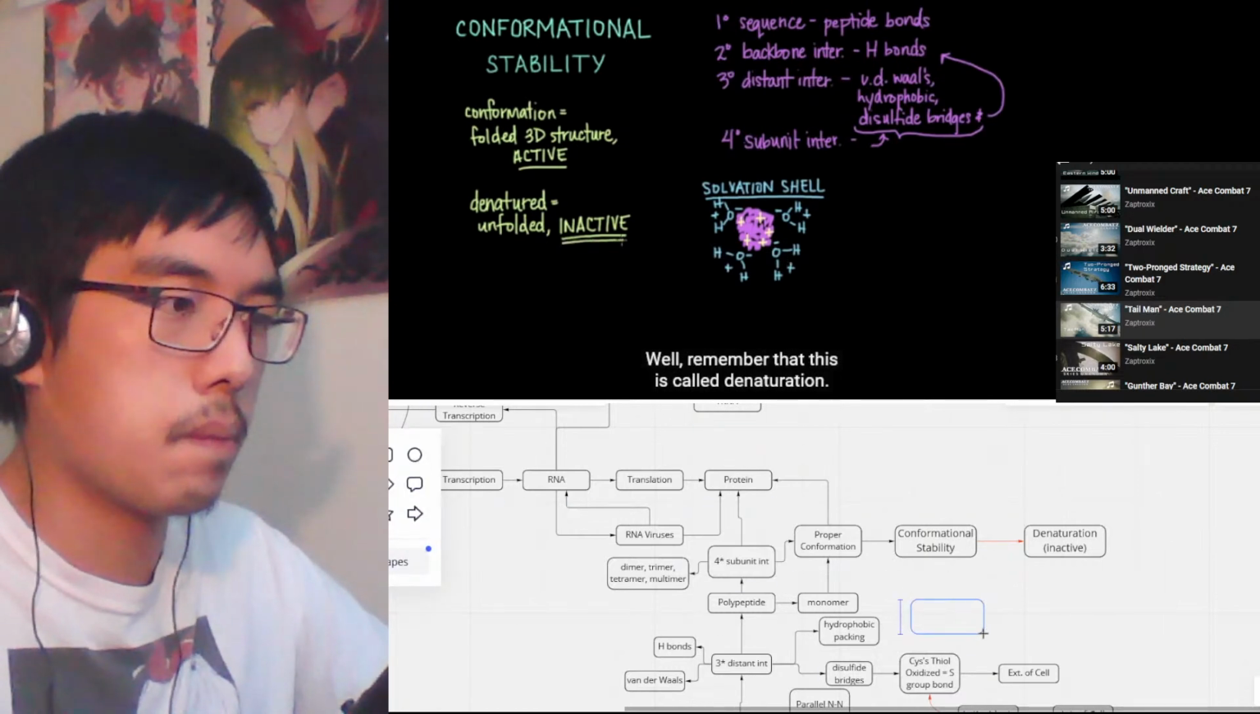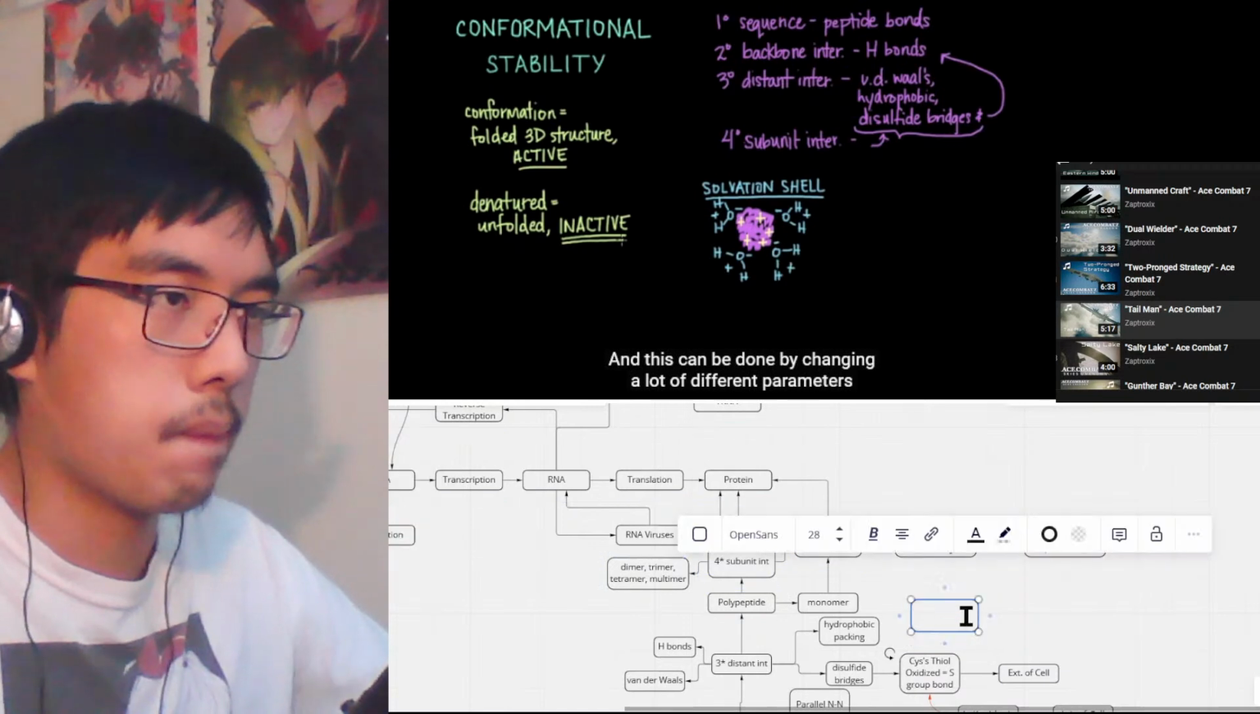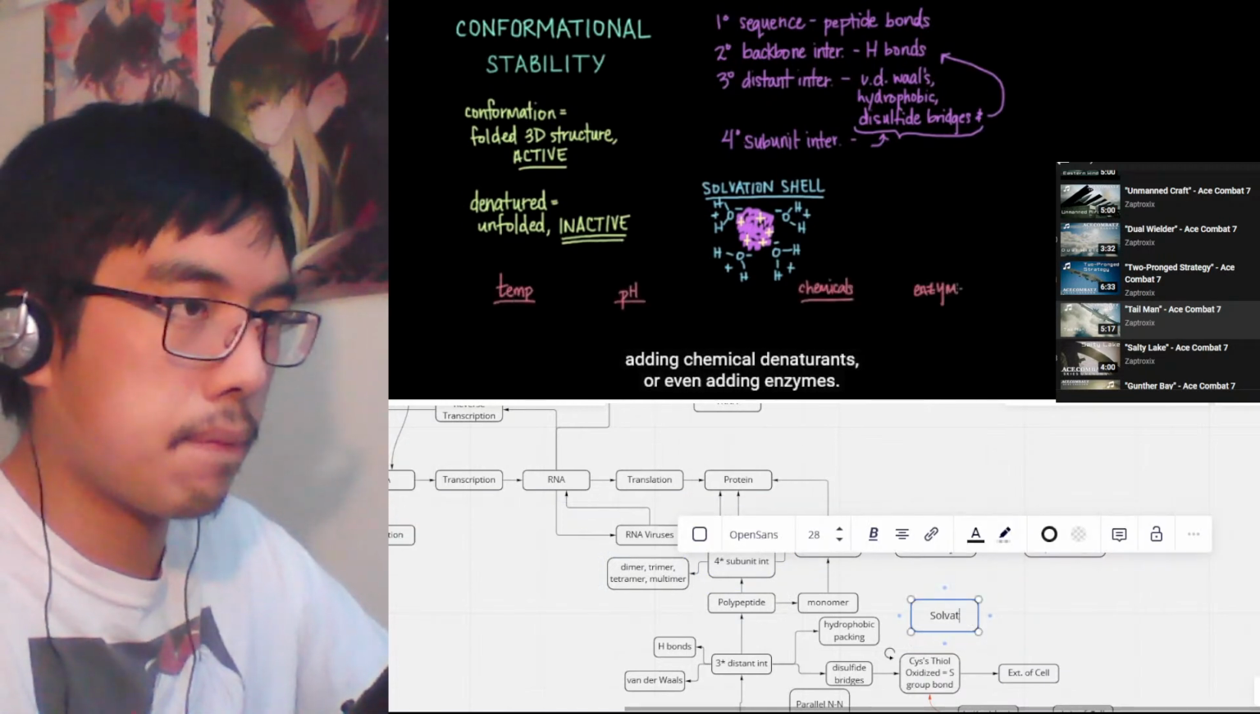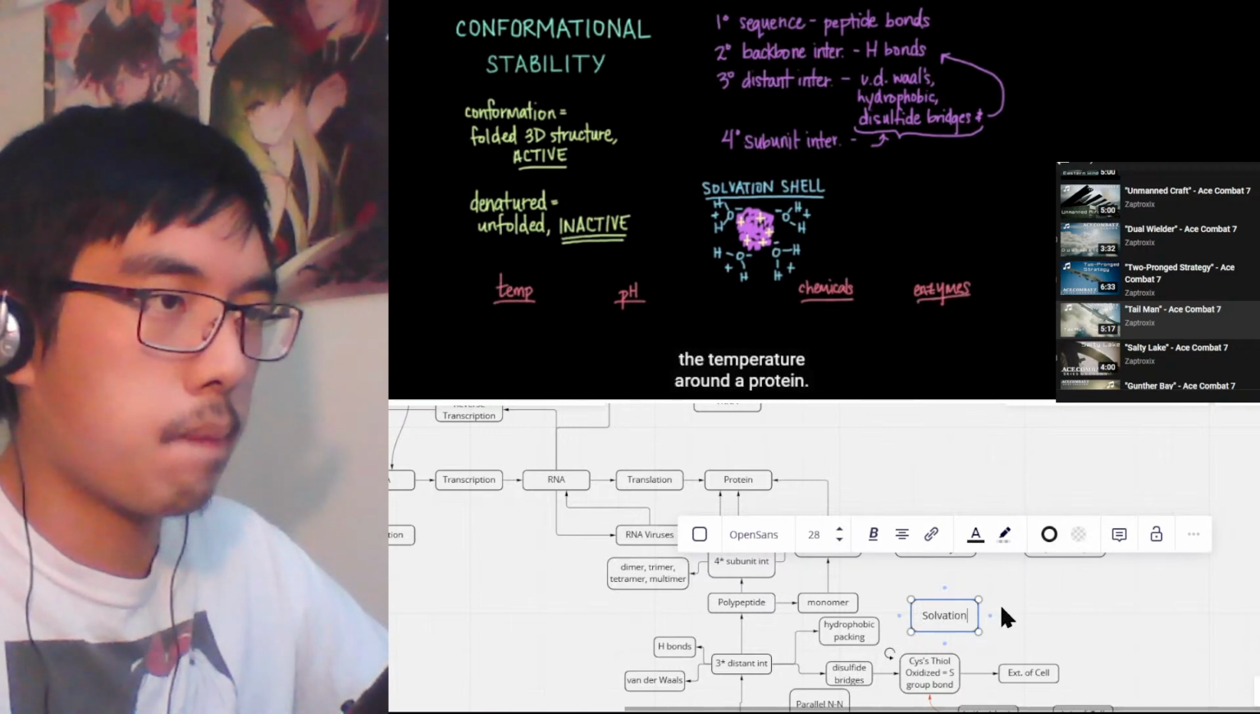Well, remember that this is called denaturation, and this can be done by changing a lot of different parameters within a protein's environment, including changing the temperature, the pH, adding chemical denaturants, or even adding enzymes. So let's start with what happens if you alter the temperature around a protein.